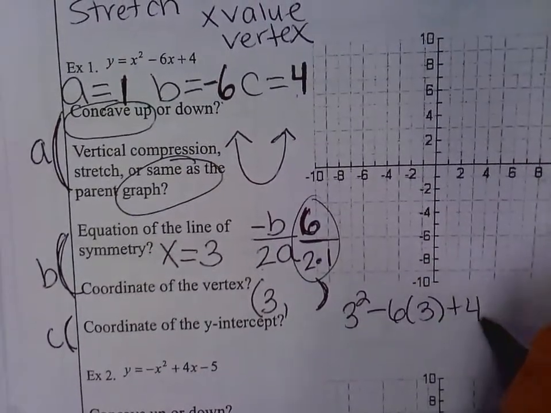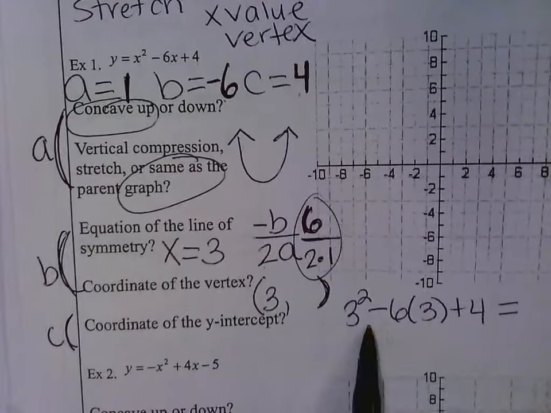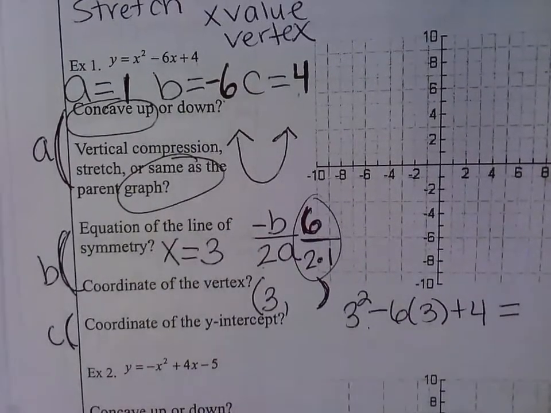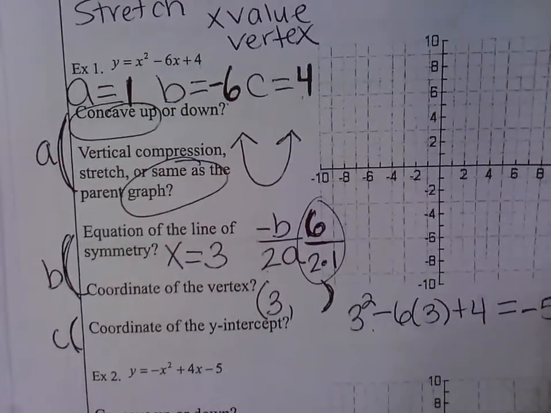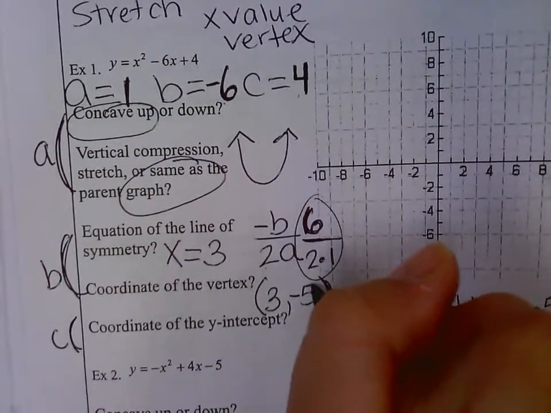I'll write it out for you. So I took the 3, and I stuffed it into that equation into all the x's. What is 3 squared minus 6 times 3 plus 4? What's that give you? Anyone good with mental math? 3 squared is 9. 6 times 3, so -9 plus 4. Did you say -5? Correct. So 3 comma -5 is my vertex.